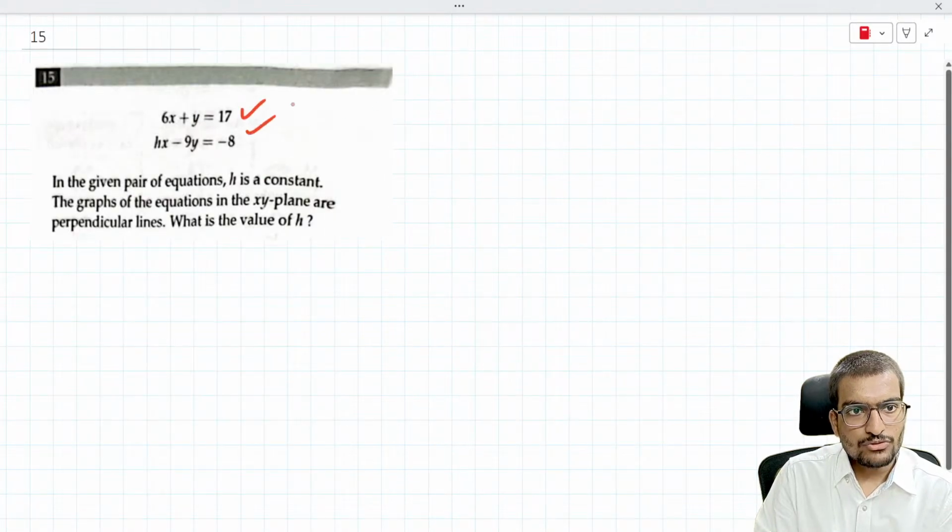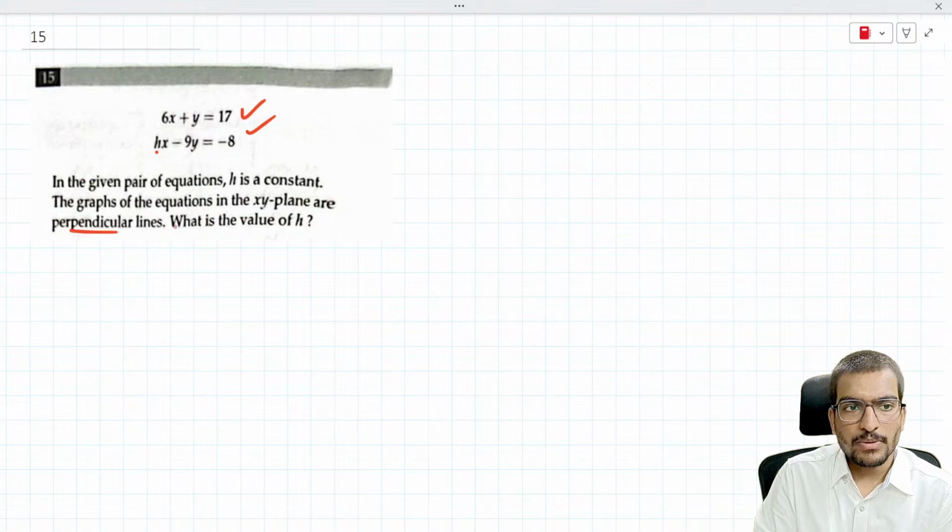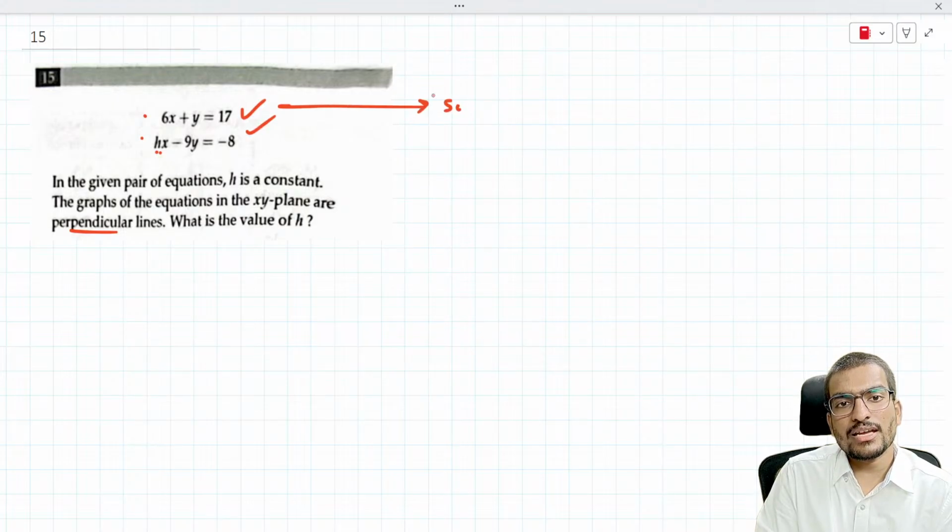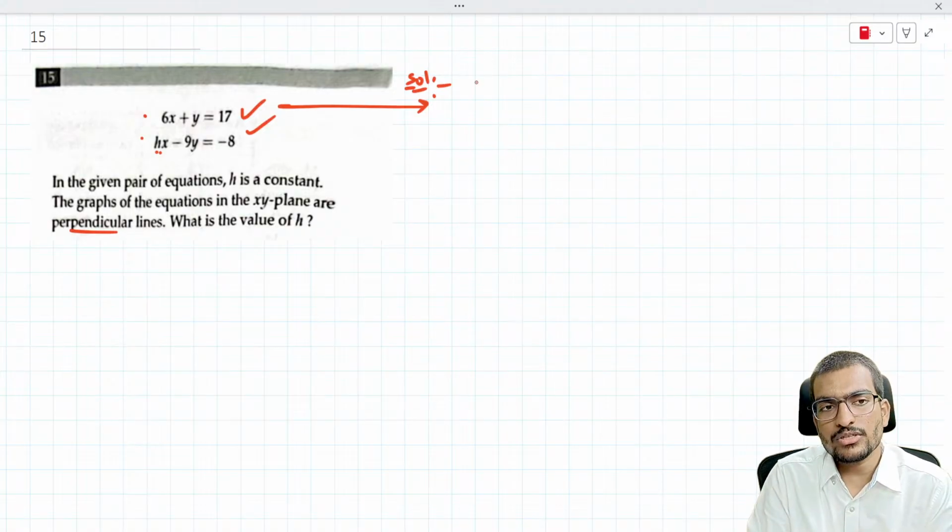We have two equations. In the given pair of equations, h is a constant. The graphs of the equations in the xy plane are perpendicular lines. What is the value of h? First, they said these two are perpendicular lines. Perpendicular lines means immediately the product of slopes must be negative 1. That is the idea you need to get.